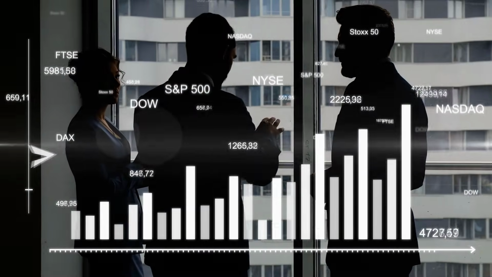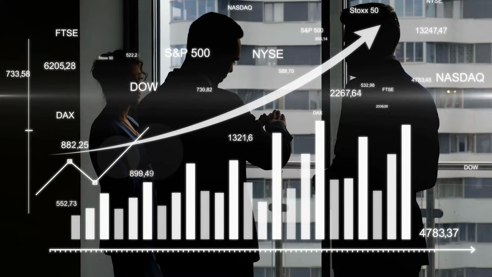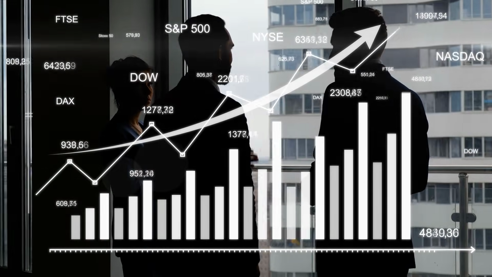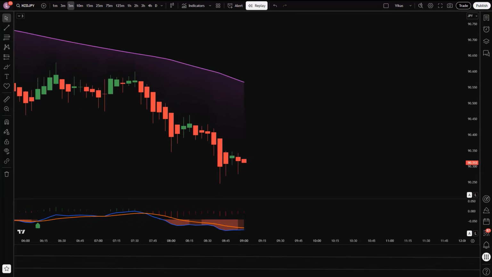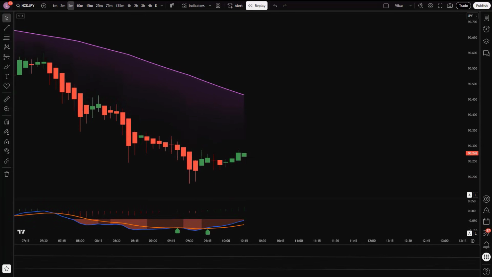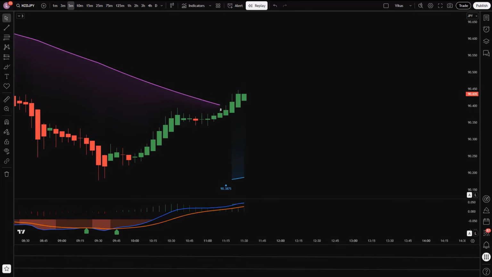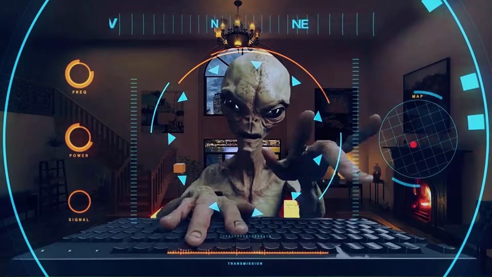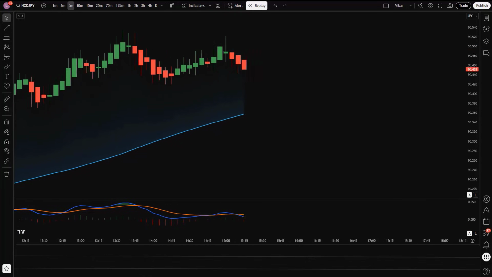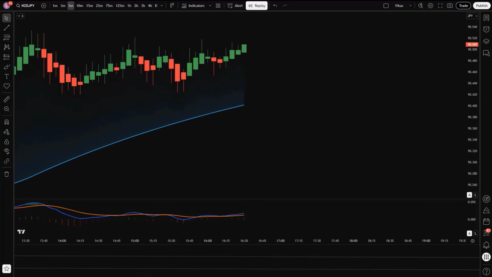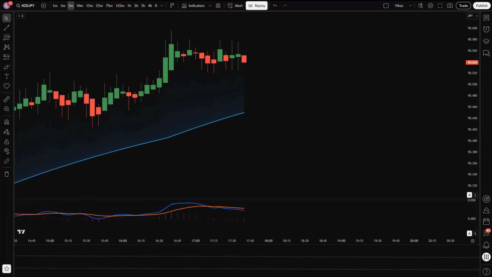It provides real-time data and insights that can help you identify trends and potential entry and exit points in the market. The beauty of this tool lies in its simplicity and effectiveness. You don't need to be a tech wizard to understand how it works. With just a few clicks, you can set it up and start receiving valuable information that can guide your trading decisions. It's like having a personal trading assistant at your fingertips.